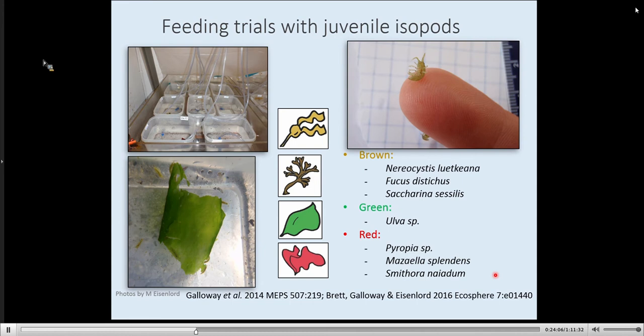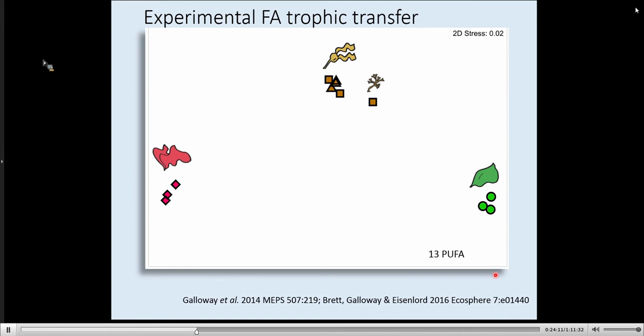the question that we started with is, how do they pick up that signal? So this first slide that I'm showing now is another multidimensional plot. This is a non-metric multidimensional scaling plot, NMDS. It's like a PCA for all intents and purposes. And this is with 13 fatty acids. And what this is showing is not too different from what I showed you a minute ago with all those 40 different algal species.